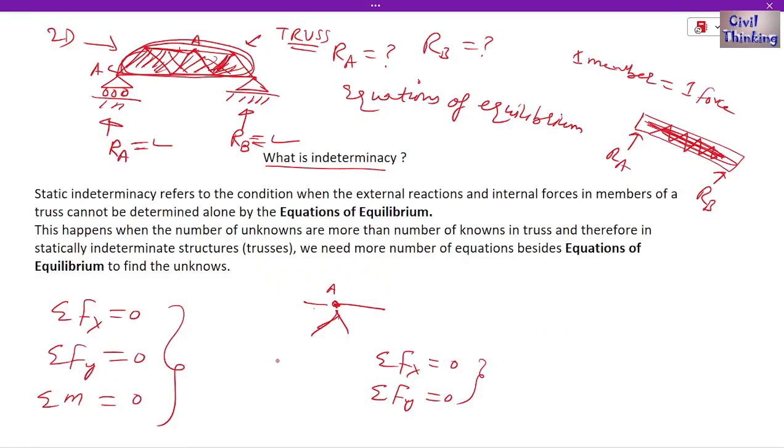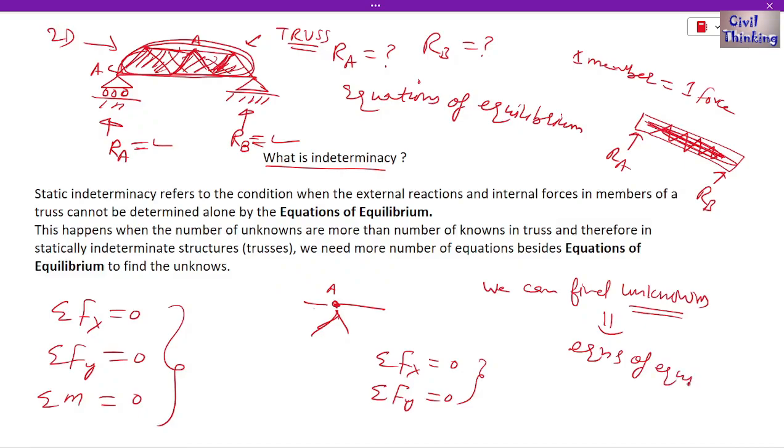If these equations of equilibrium are enough to find the unknowns, we say the body is determinate. For example, if we can find the unknowns, let me write, we can find unknowns. What are unknowns in a truss? Unknowns are the support reactions and the member forces. They are the unknowns. We can find unknowns with the help of what?